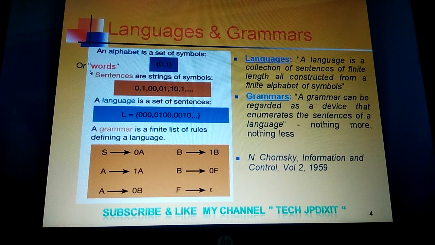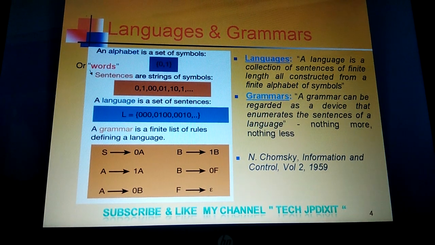The alphabet is a set of symbols, zero and one. A word represents a sentence or string of symbols. A language is a collection of sentences of finite length constructed from a finite alphabet of symbols. Whereas a grammar can be regarded as a device that enumerates the sentences of the language, nothing more, nothing less. Basically, grammar defines the finite list of rules defining a language. Also discuss productions.